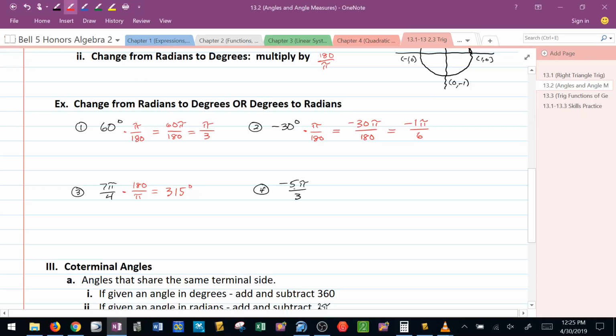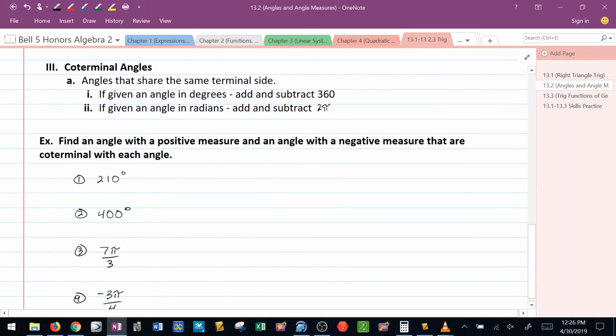All right, if I have a radian measurement of negative 5 pi over 3, I'm going to change it to degrees, I'm going to multiply by 180 over pi. Or in other words, I'm going to take negative 5 times 180 divided by 3, which gives me a negative 300 degree angle.